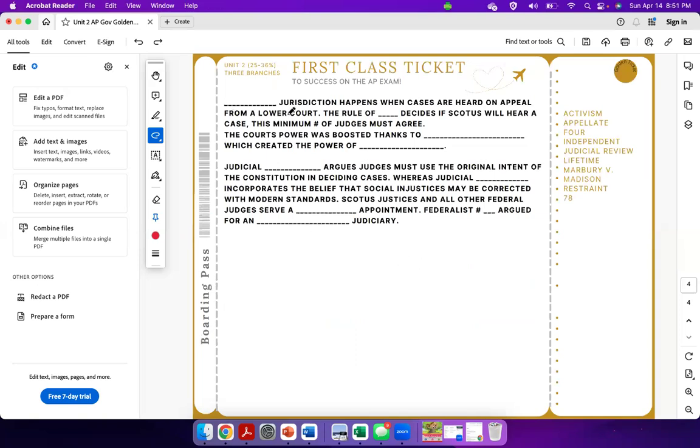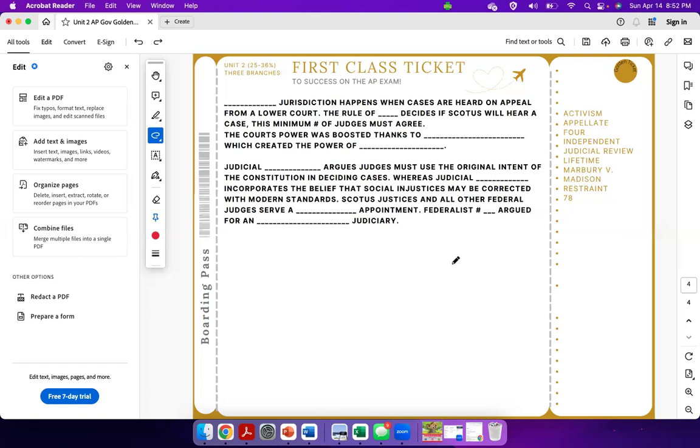Okay, blank jurisdiction happens when cases are heard on an appeal from a lower court. Use the word bank here. We're almost done. What do we call that? Is it just appellate? Yeah, it's appellate jurisdiction.